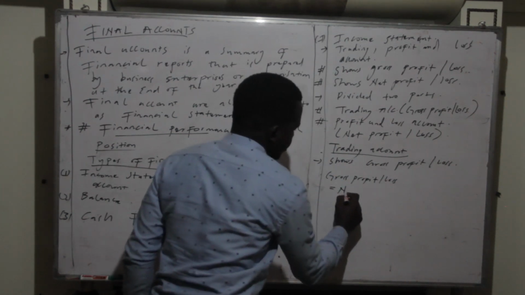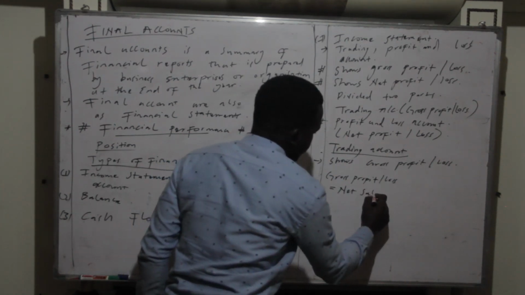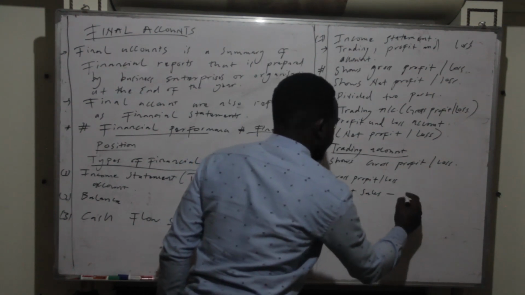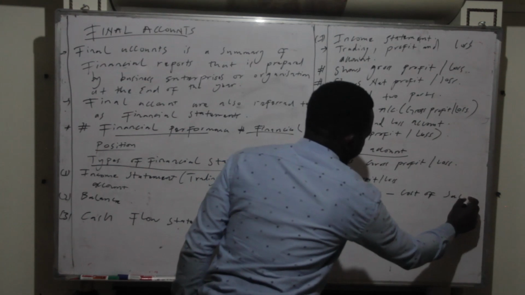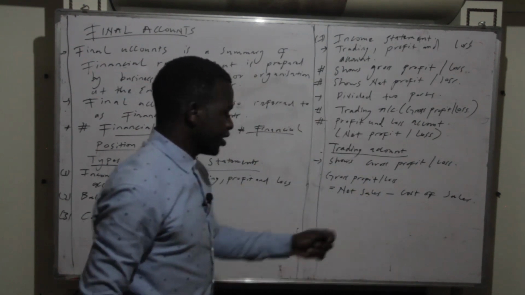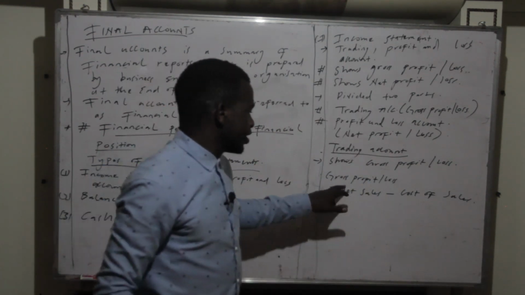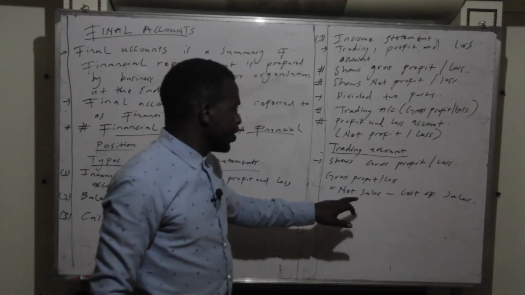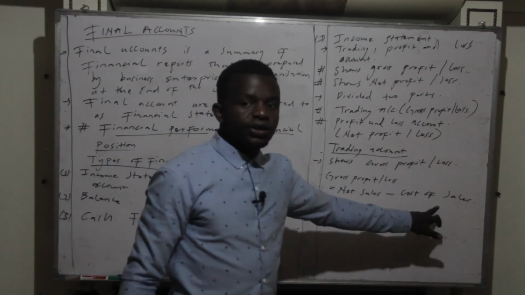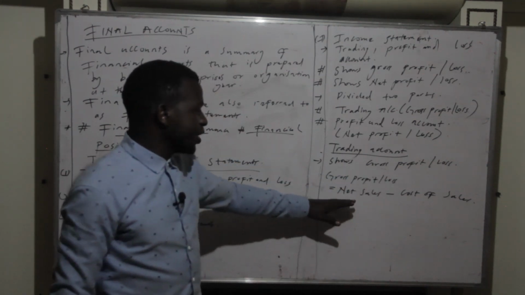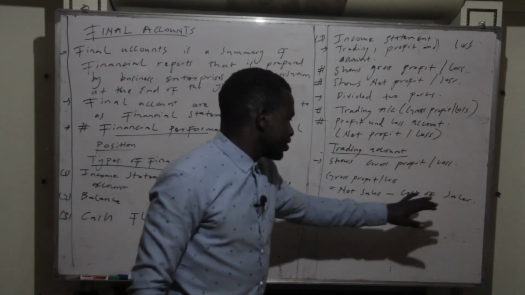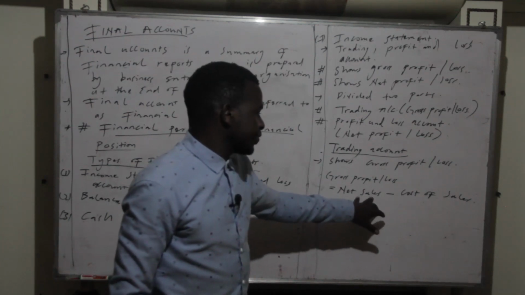The formula that we can use when finding the gross profit or loss is net sales minus cost of sales. So this is the formula that we use, and the gross profit is found when the net sales is greater than the cost of sales. Then the gross loss is found when the cost of sales is greater than the net sales.